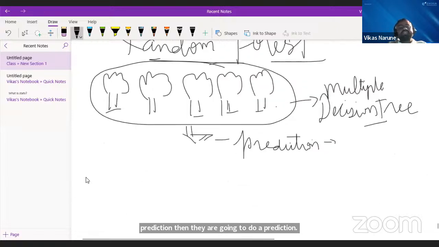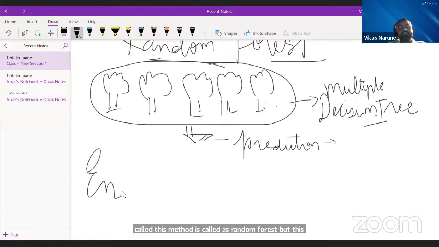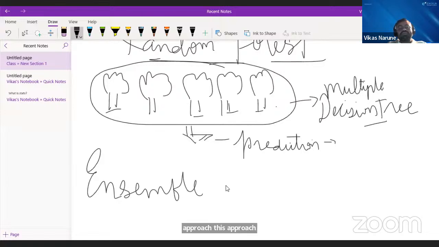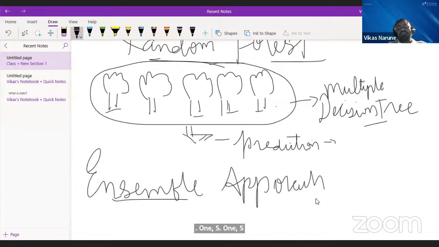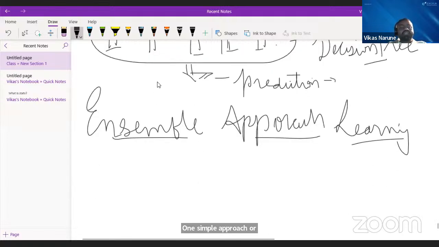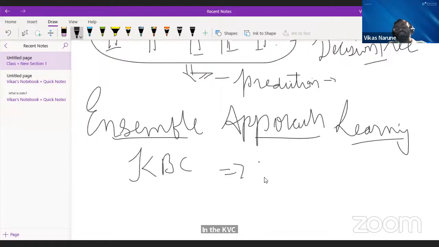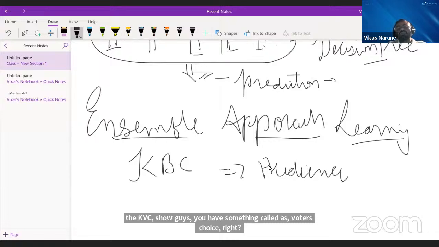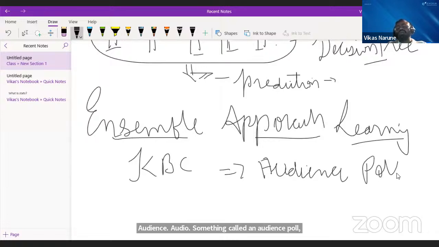This method is called random forest, but this approach is called the ensemble approach, or ensemble learning. Ensemble learning simply says, guys, if you remember the KBC show, you have something called the audience poll, right? Whenever the contestant is confused, he will go to the audience and ask them to vote.